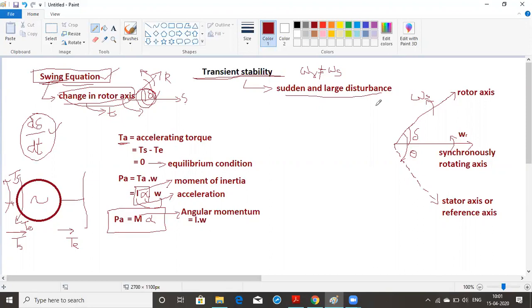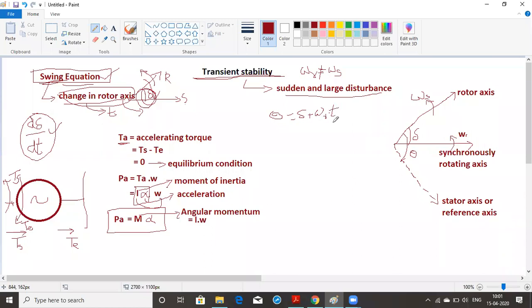Now, how can I write theta? Theta is equal to delta plus omega r into t, that is with respect to time. So omega r into t.